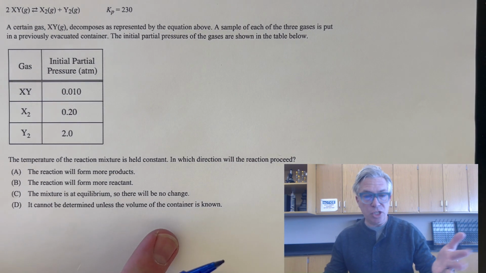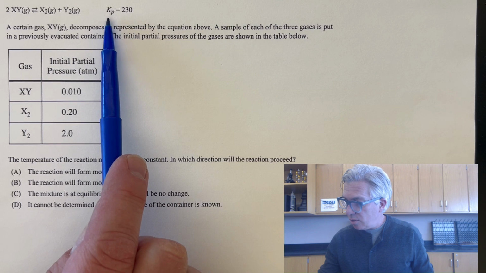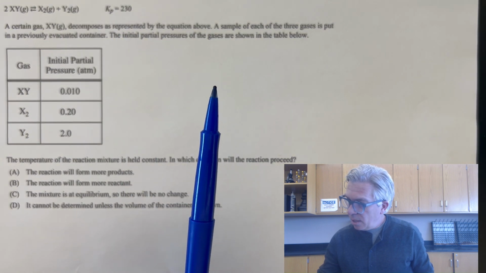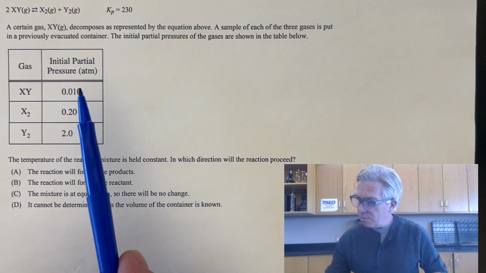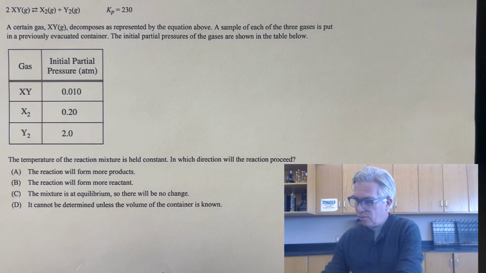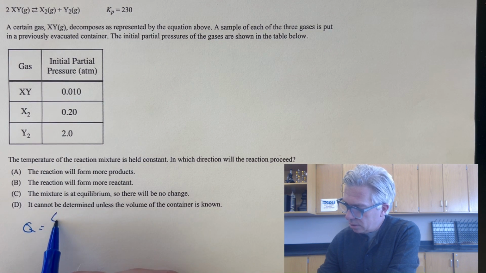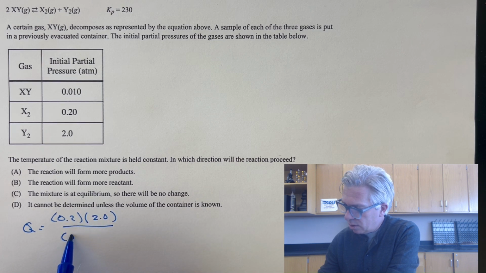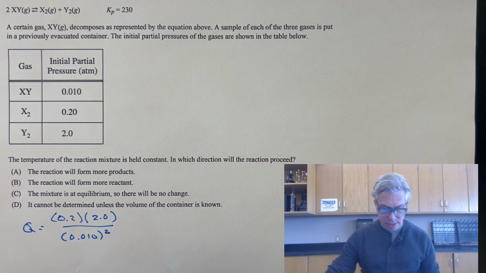Okay, so a certain gas, XY, generic here, decomposes as represented by the equation above. I see that the Kp value is 230. Okay, and a sample of each of the three gases is put into a previously evacuated container. The initial partial pressures are shown in the table below. So again, I need to sort of find a Q value and see what's going to happen. So Q is going to be equal to X, so 0.2 times 2 over 0.010 squared. And that gets me a Q value.